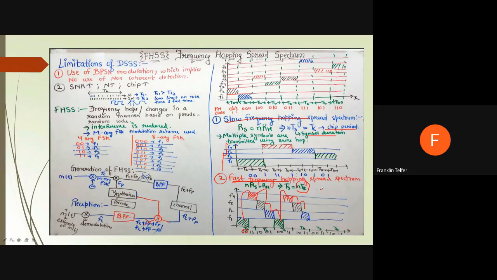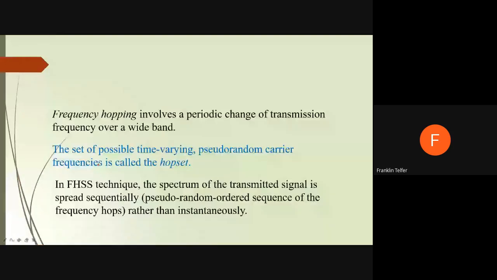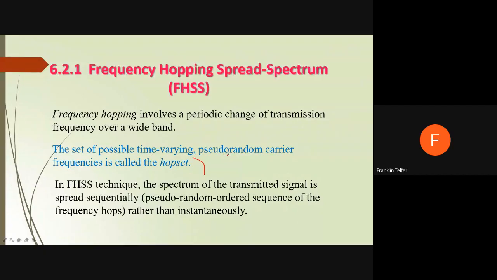Here the most predominant advantage is that interference is very much reduced. There is no chance of interference, and this is widely used in 3G communication systems. It involves the periodic change of transmission frequency over a wideband. So what is a hop set? It is the set of possible time varying, pseudo random carrier frequencies. We take the next hop sets.